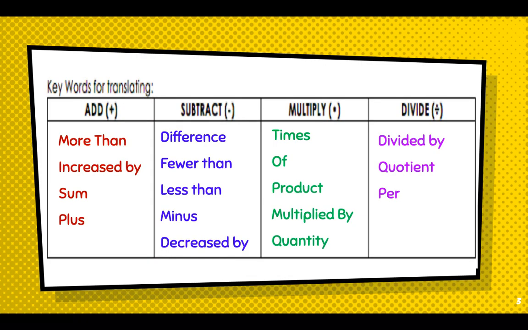So you can see in this table, words that we use for addition would be things like more than, increased by, sum, or plus. Subtraction, you're going to see things like the difference, fewer than, less than, minus, and decreased by. Multiplication, we'll see words such as times, of, product, multiplied by, and quantity. And then for division, we use divided by, we call them a quotient, or the term per.